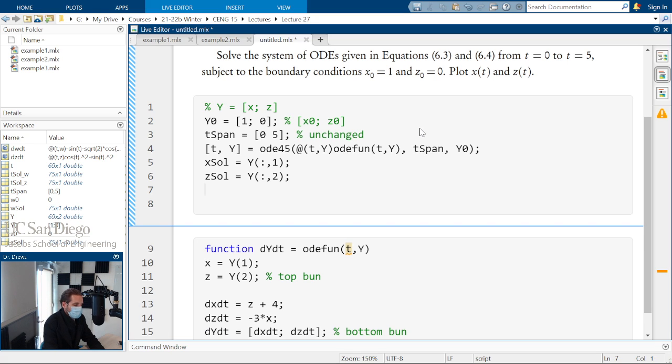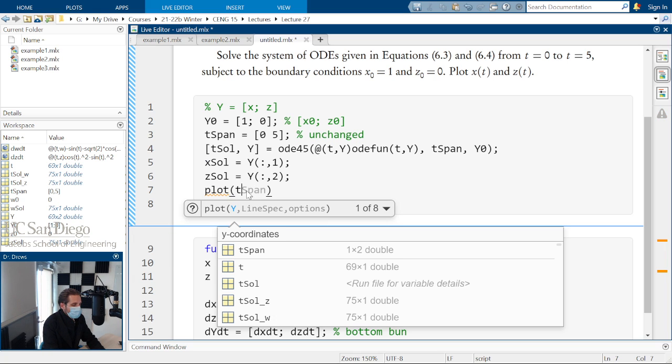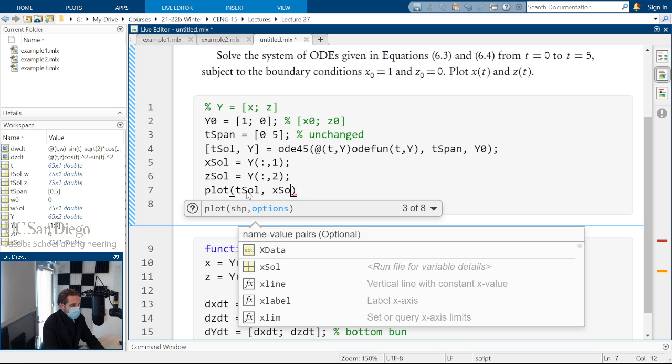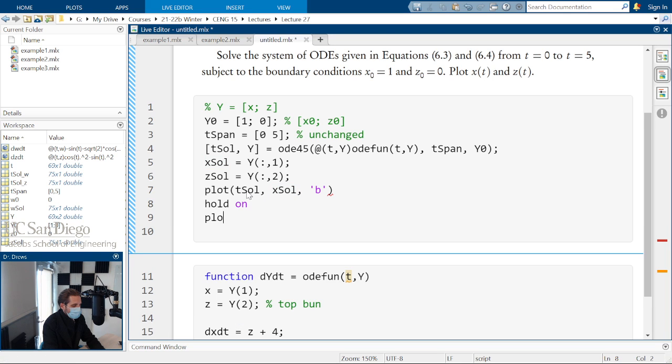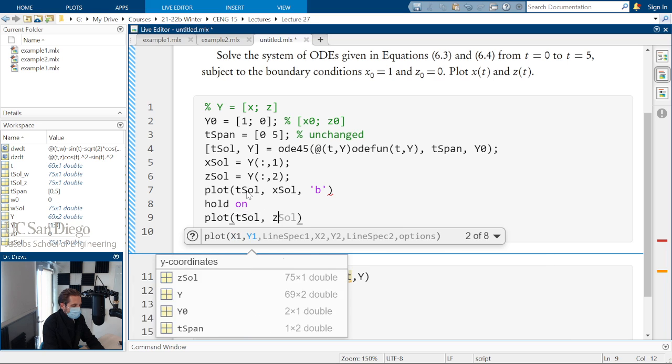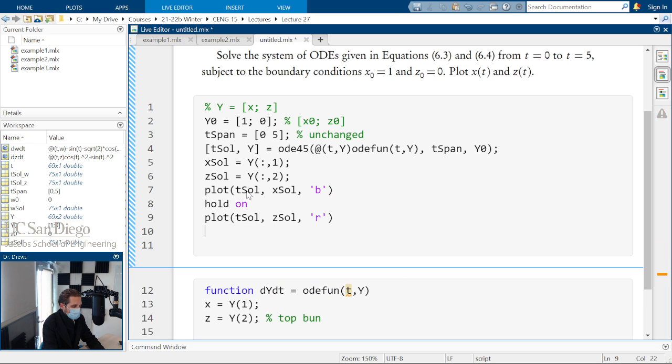And now if we wanted to plot that, let's change t. Instead of t, we'll call it tsol. We can now say plot tsol xsol, and maybe that one will be blue. And then hold on, and then plot the other stuff, tsol and zsol, and maybe that'll be red.